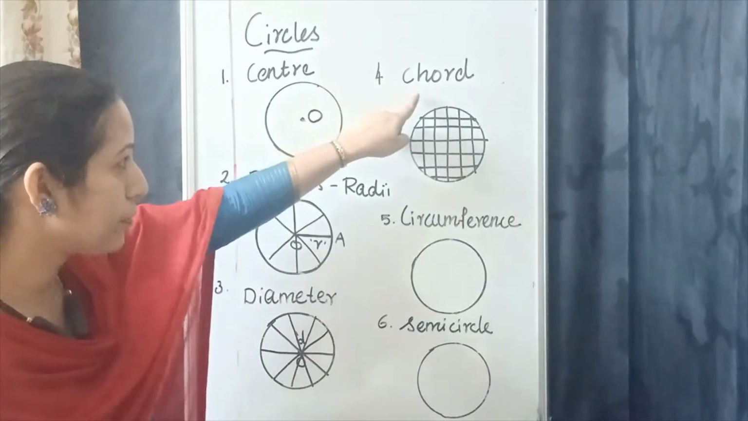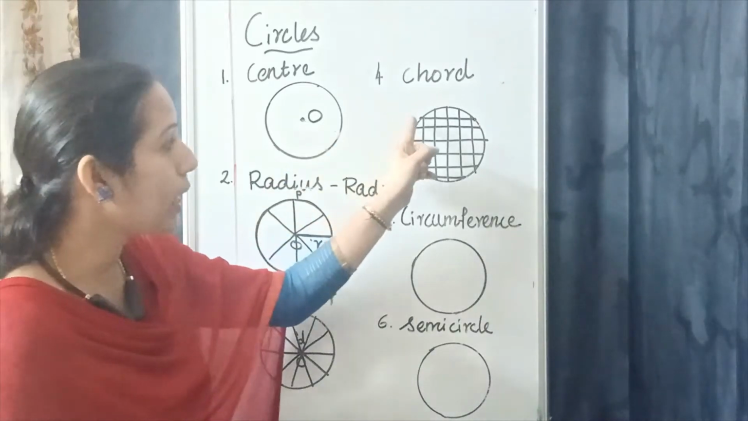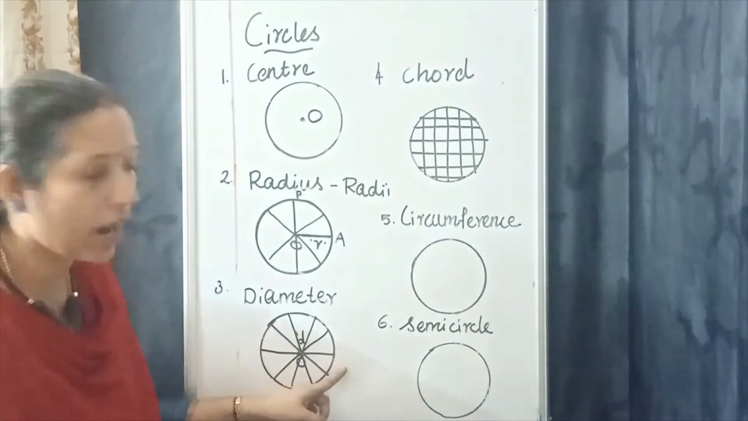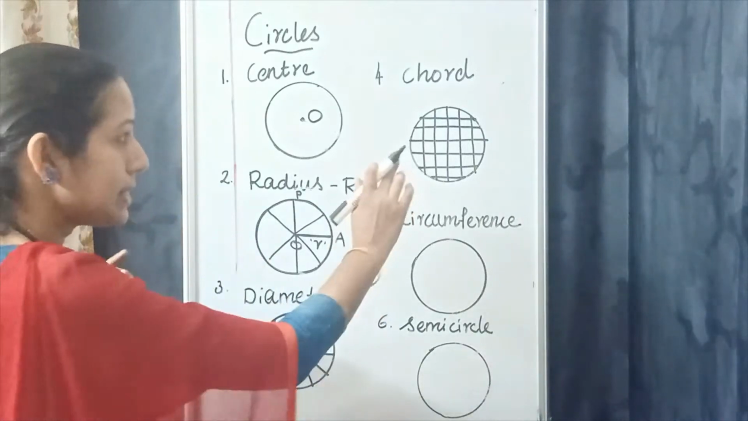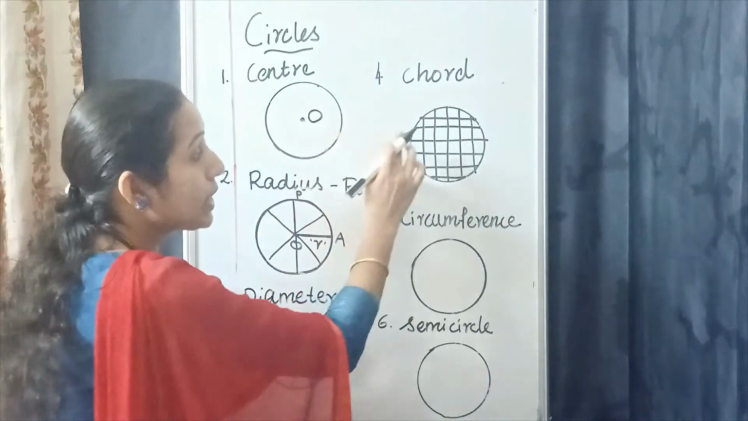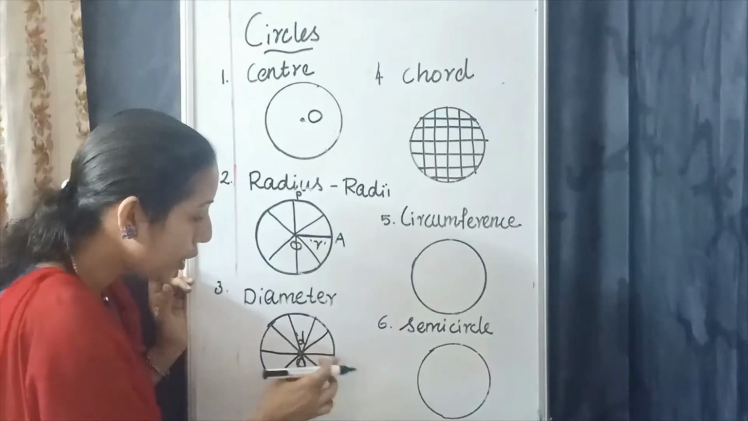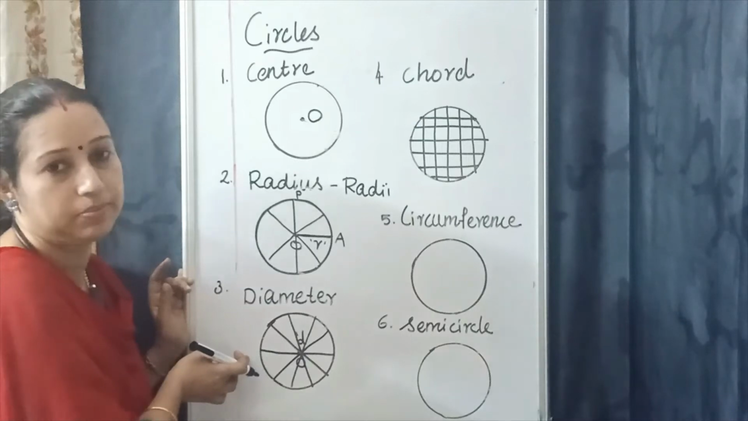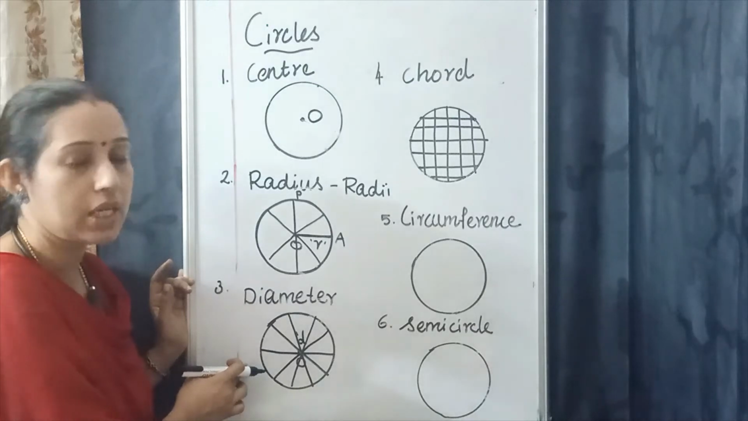Now, what is the difference between this chord and this diameter? In a chord, we draw a line from one point to another. A diameter we also draw from one point to another, and a diameter is a chord. But there is one more condition: it must pass through the center of the circle.